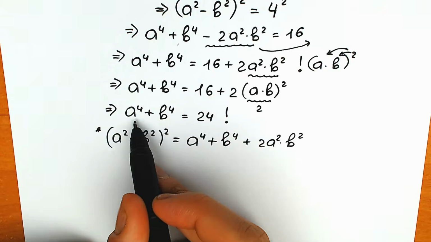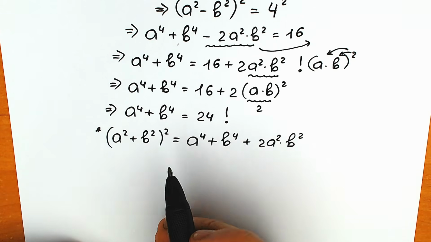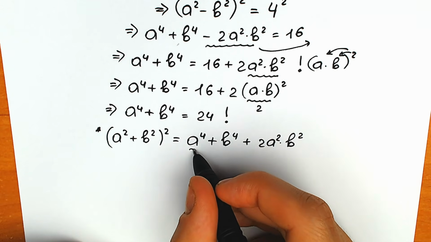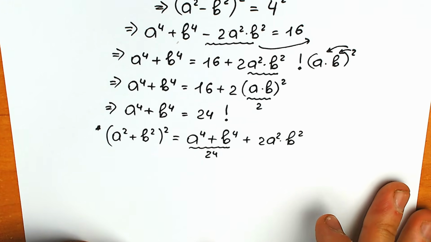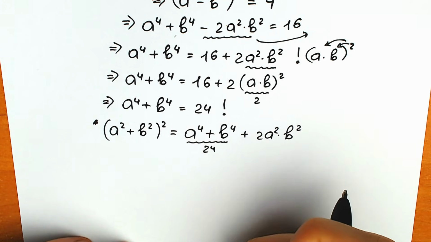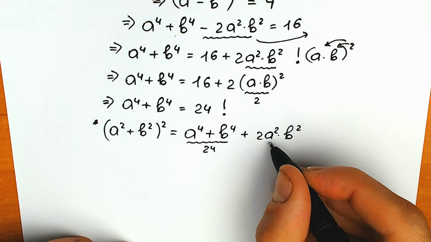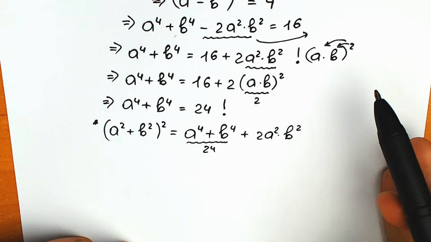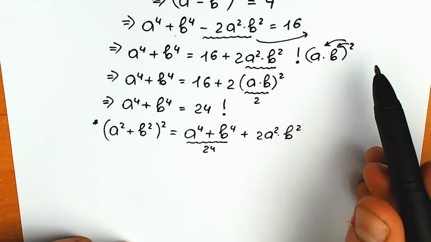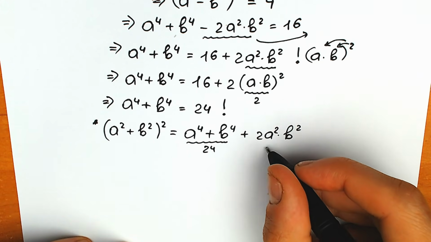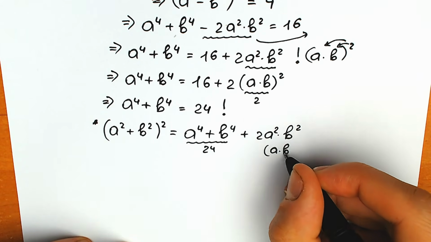Because we need to use a to the power 4 plus b to the power 4, and the best way to do this is right here, because a to the power 4 plus b to the power 4 is equal to 24, so we can plug in this 24 right here. And at this point, a square times b square, we can use the same logic as right here. This is equal to (a times b) to the power 2. So this is our product, (a times b) to the power 2.